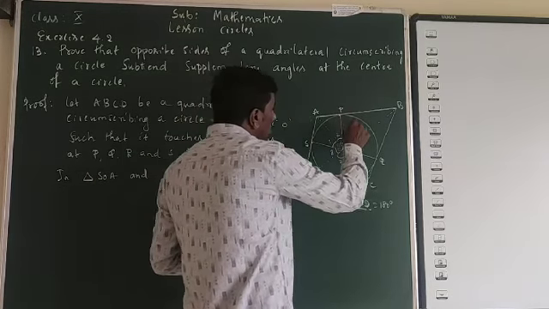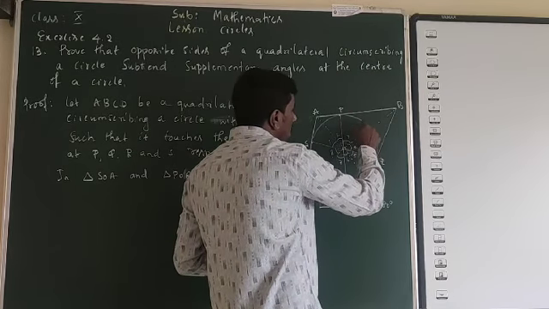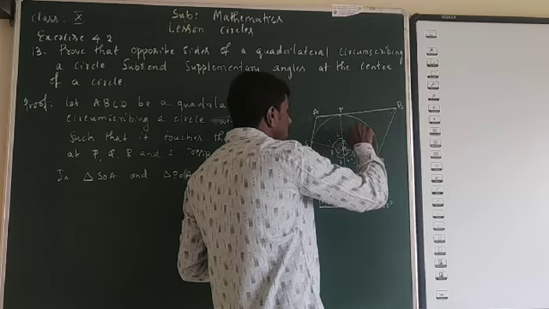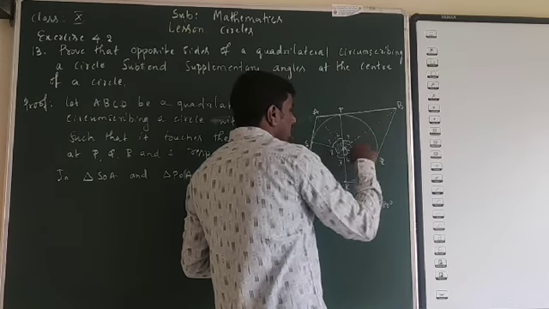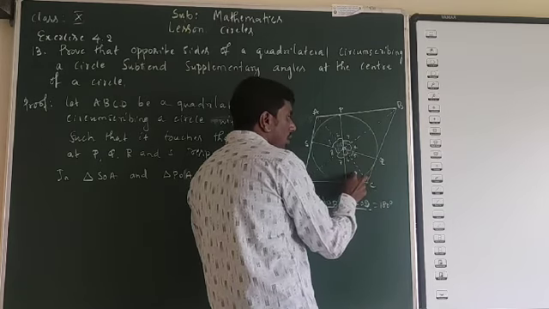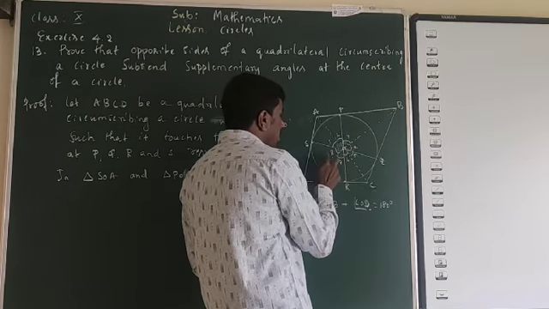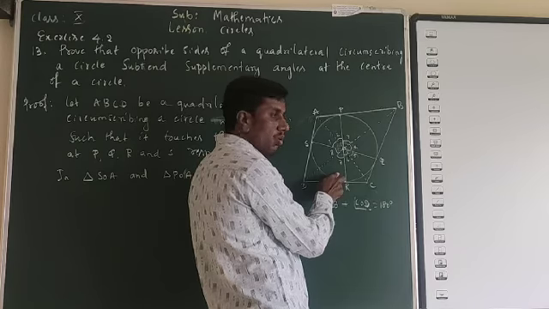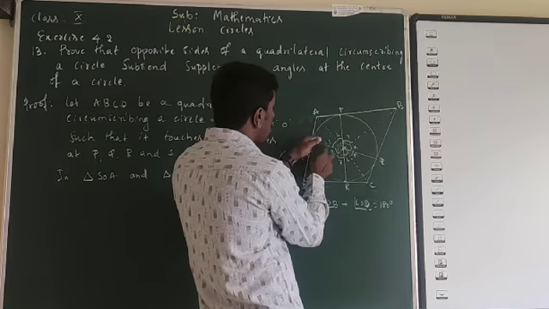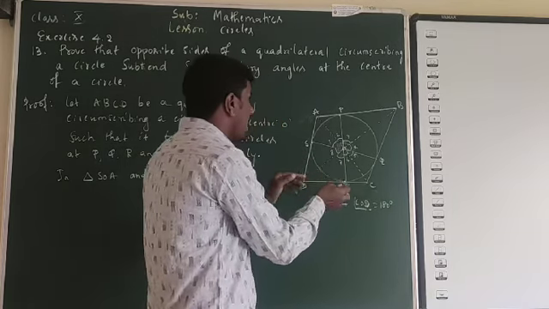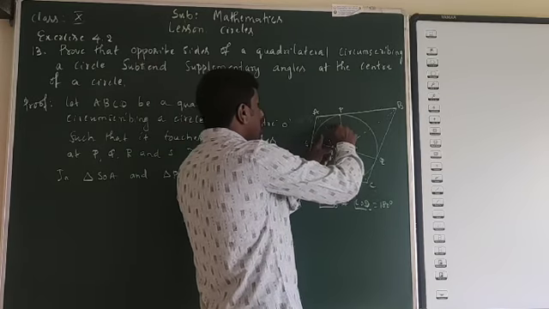Then similarly, I can prove that these two triangles are congruent, and then I can say that angle 3 and angle 4 are equal. Then again these two triangles are congruent, so angle 5 and angle 6 are equal. Then I can say that these two triangles are congruent. Why only these two triangles are congruent and these two are not?